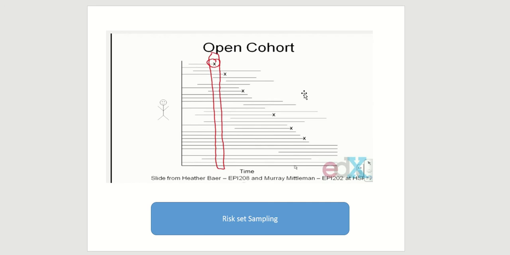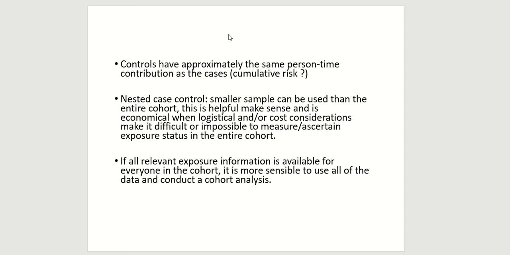So you're selecting based on the outcome. Like any type of case control, your selection is based on the outcome. You select those with the outcome and those without the outcome. The controls have approximately the same person-time contribution as the cases. You probably remember person-years, which is the amount of years contributed per person. So the cases and the controls have roughly the same amount of person-years. In a nested case control, a smaller sample can be used than the entire cohort.